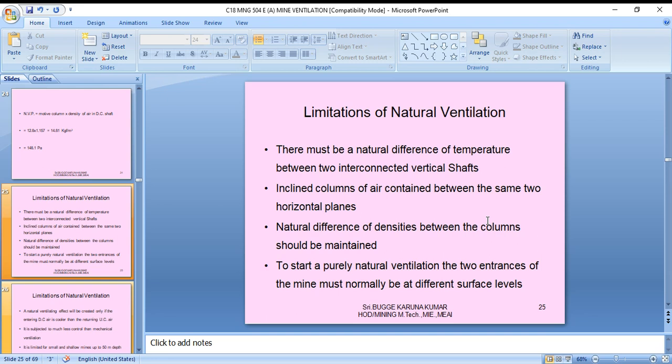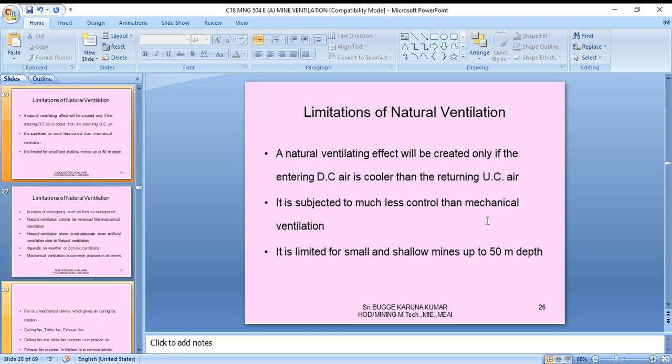So these are the general limitations: a natural difference of temperature is required, inclined columns of air contained between the same two horizontal planes, and also a difference of surface levels. A natural ventilating effect will be created only if the entering downcast air is cooler than the returning upcast air. It is subject to much less control than mechanical ventilation. It is limited to small and shallow mines, up to 50 meter depth.